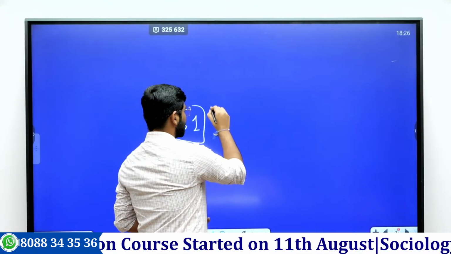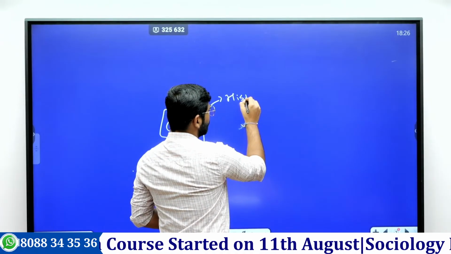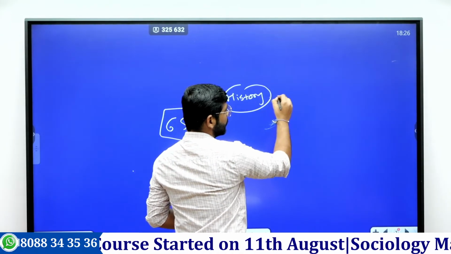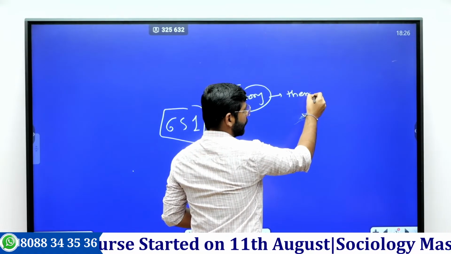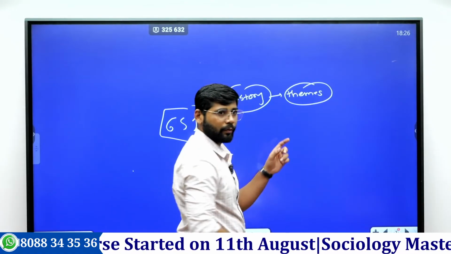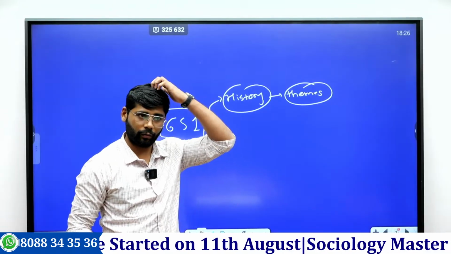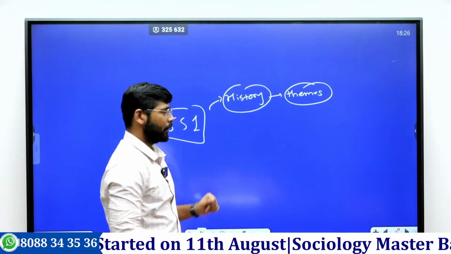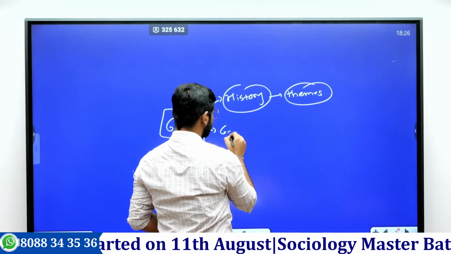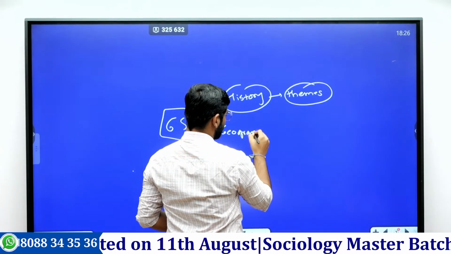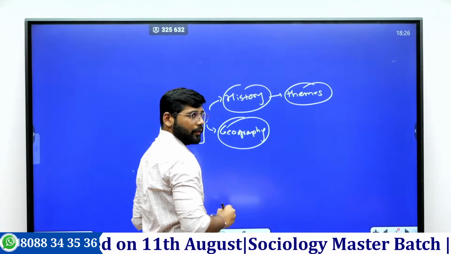Okay. For history, what is important? Themes. Themes and approach for the specific themes. That we have, this one for history. Then geography. What strategy do we need to follow?